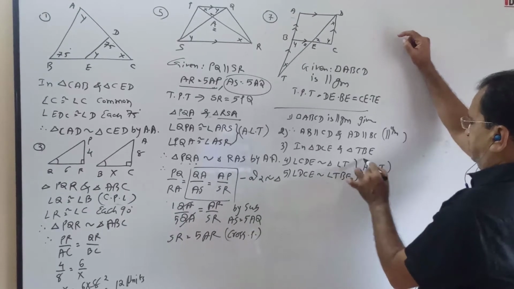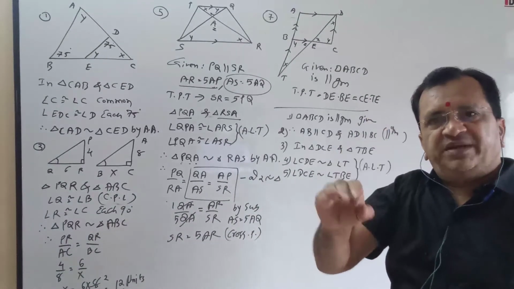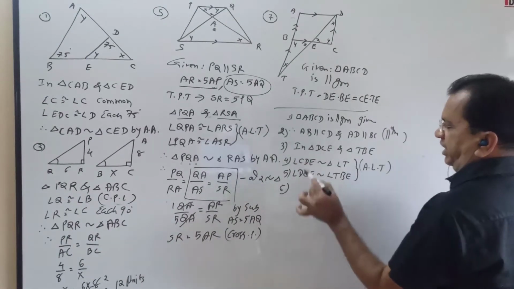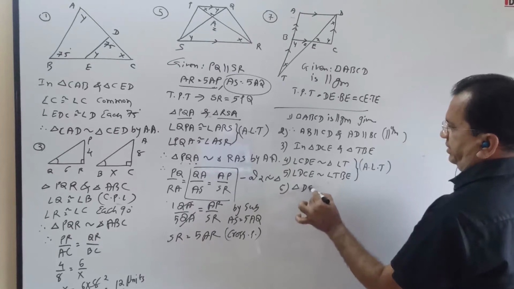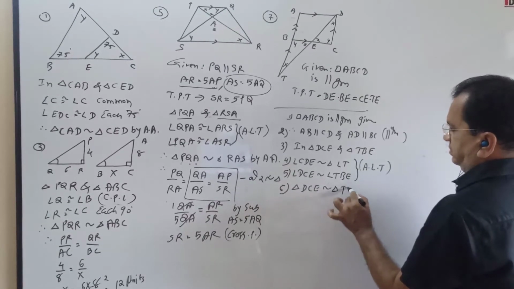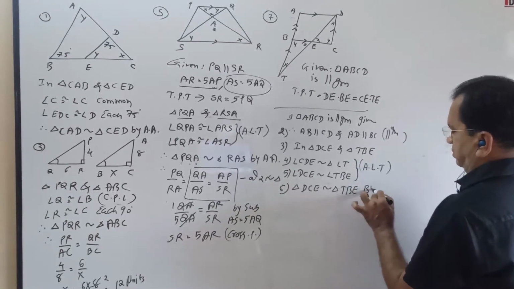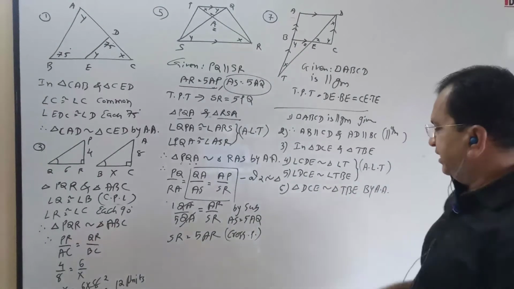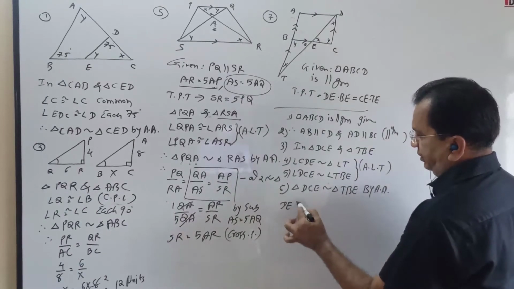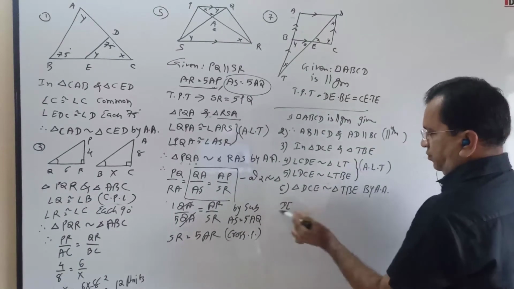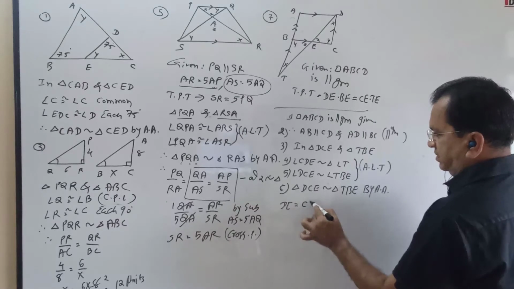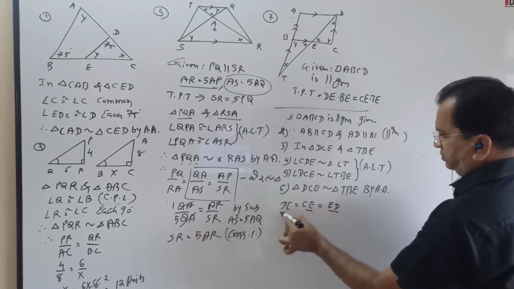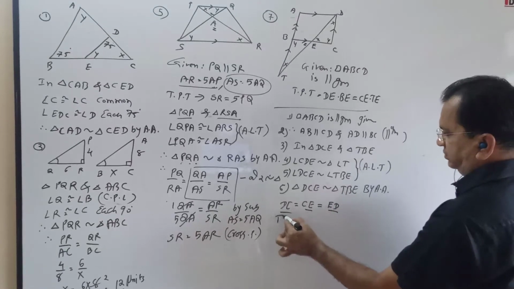Alternate angle theorem. In the exam you have to write it in full. Therefore, two triangles are similar by AA test. It is not given, so we have to prove it. Now corresponding sides are in proportion. First, second, third, first.